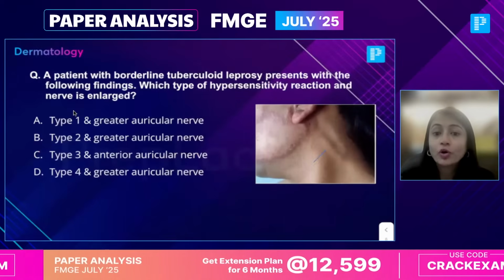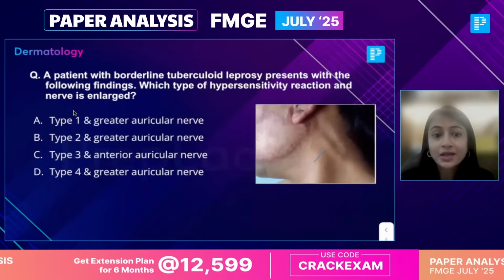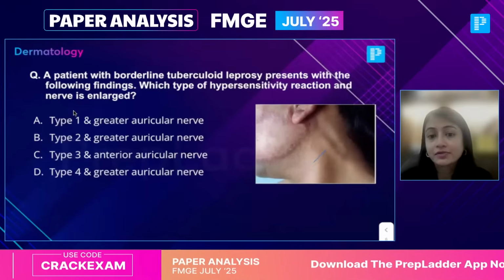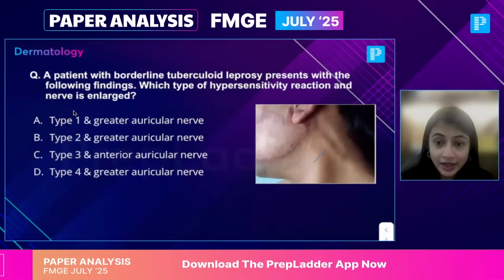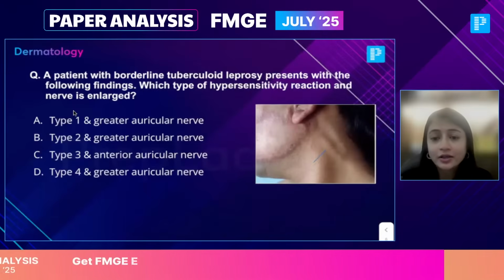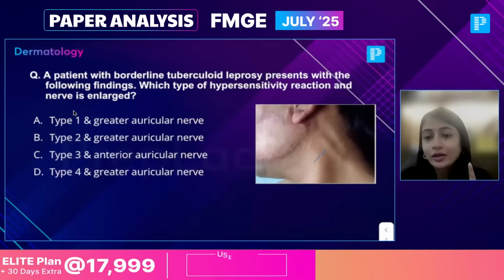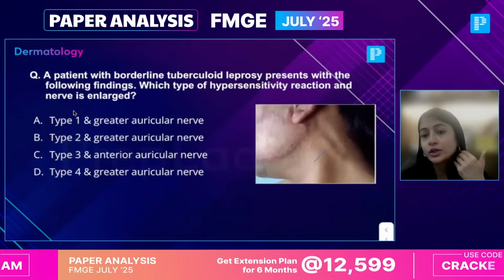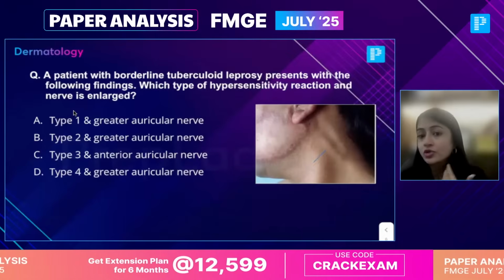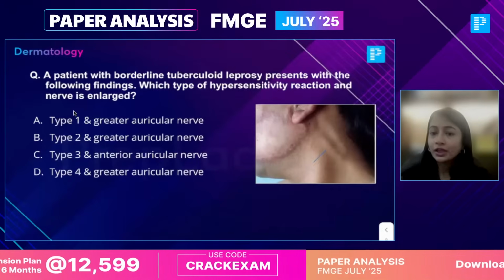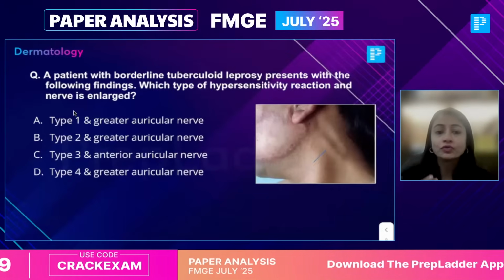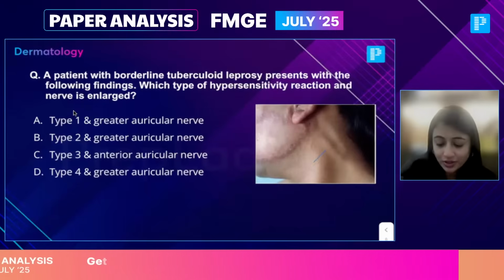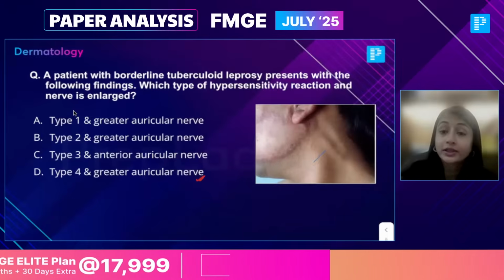A patient with borderline tuberculoid leprosy presents with the following findings. Which type of hypersensitivity reaction and nerve is enlarged? Now, we've mentioned hundreds of times that there is only one nerve in leprosy which is better seen than felt. A lot of times I've shown you the image of this nerve and told you that they ask you to identify it. So when they are pointing towards a nerve like this, we are talking about the greater auricular nerve. Even if we look at the options, it's quite clear that they're probably talking about the greater auricular nerve.